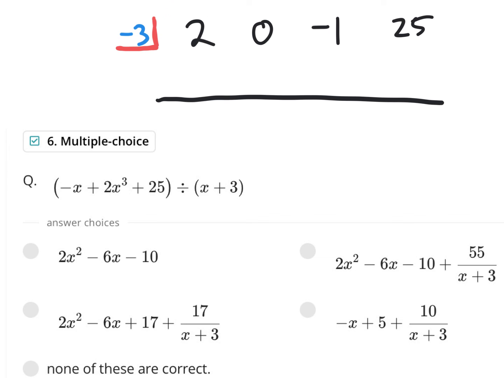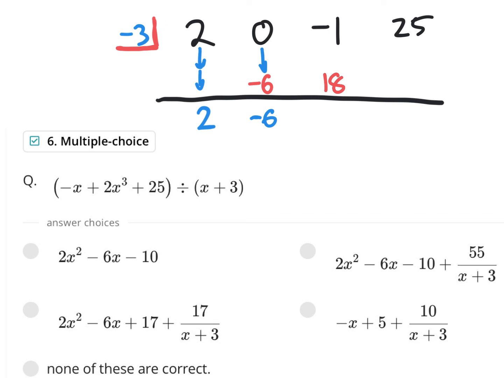Now I hope we remember that in synthetic division, as you come down, you combine. So 2 plus, what number's right here? There is no number. So 2 plus nothing is 2. And then as you go up, you multiply. Negative 3 times 2, that'll give us a negative 6. As you go down, you combine. 0 minus 6 is negative 6. As you go up, you multiply. Negative 3 times negative 6 is positive 18.